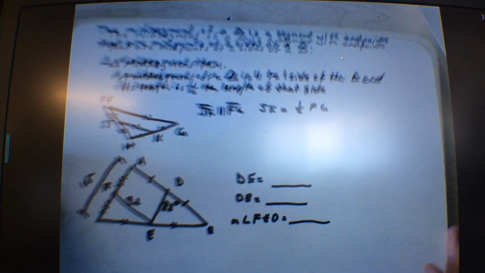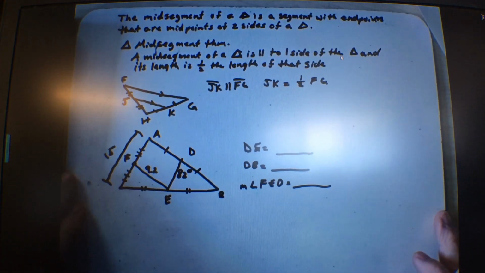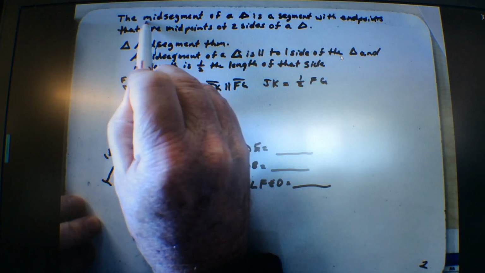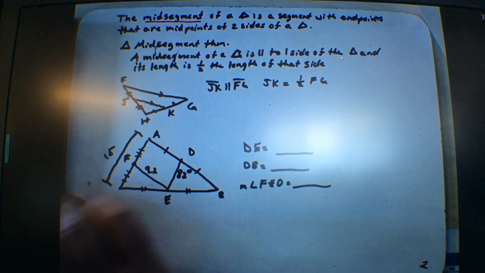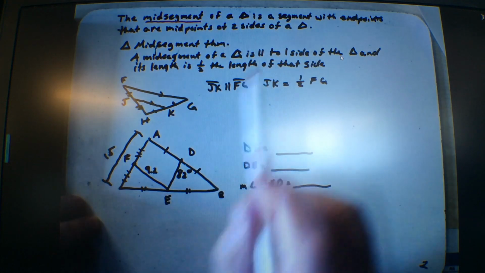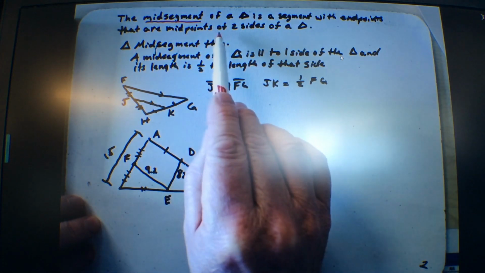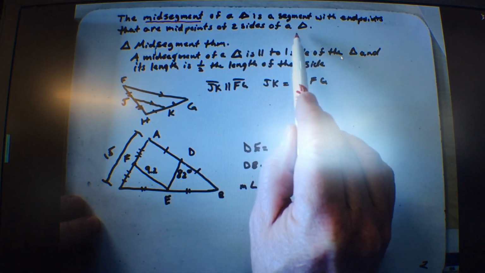All right, slide 2. I'm not going to put the piece of paper on it. We'll just go through it. We have to define mid-segment. The mid-segment of a triangle is a segment with endpoints that are midpoints of two sides of a triangle.